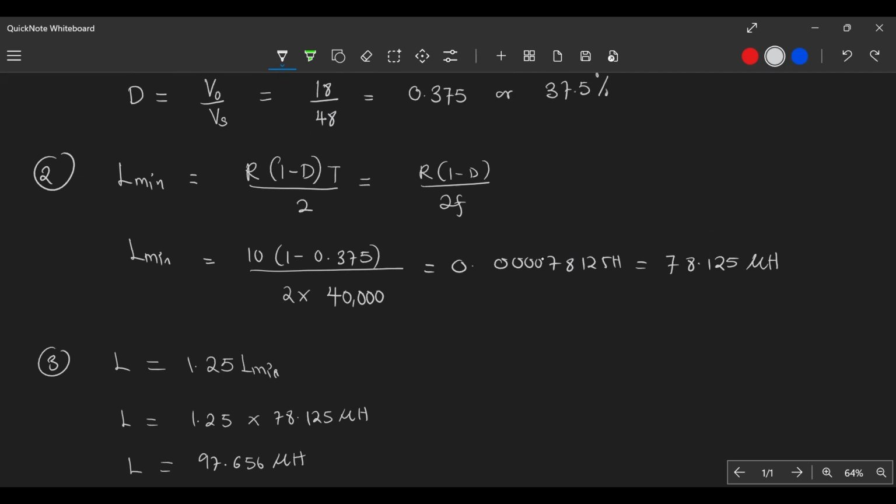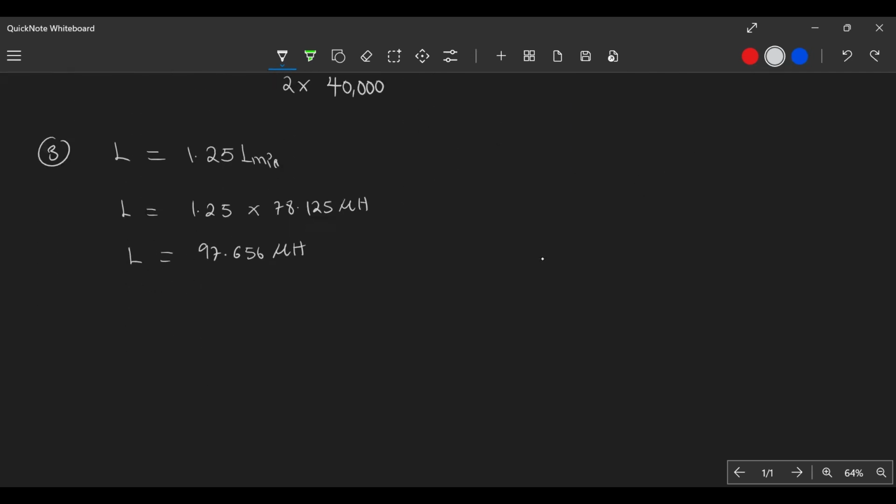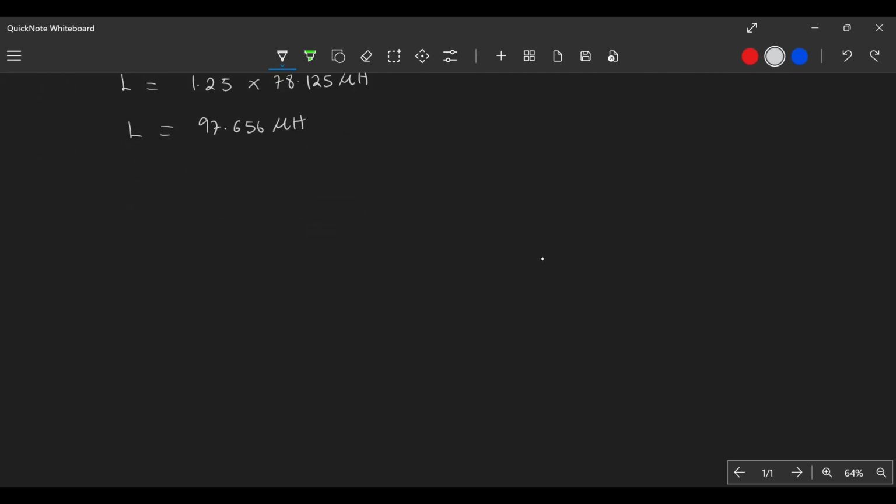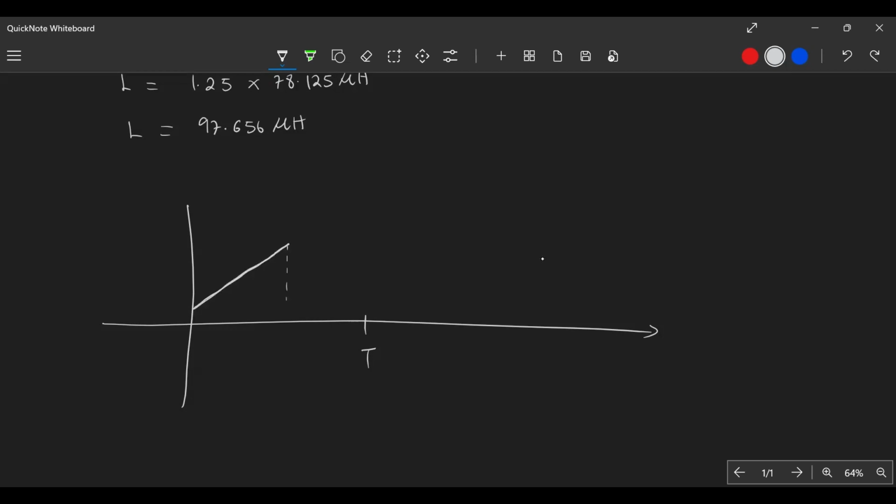There are two portions. After time period T, what happens is that when the switch is closed, the inductor will charge, up to some point here. So this time, when the switch is closed, is the duty cycle times the time period.